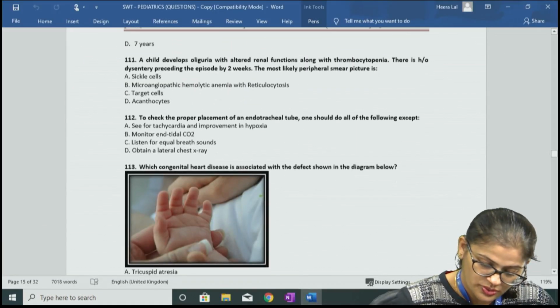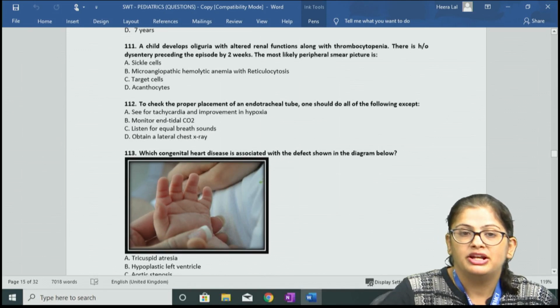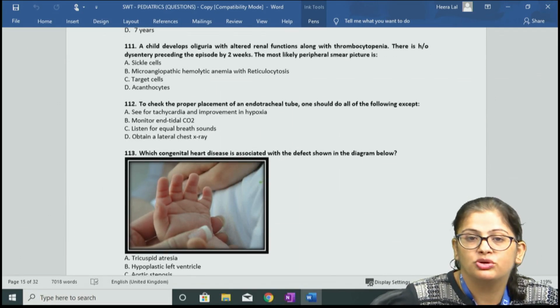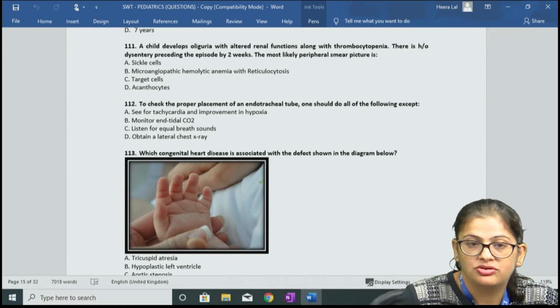So next we come on to question number 112. Question number 112 was, to check the proper placement of an endotracheal tube, one should do all of the following except. And the correct answer is obtain a lateral chest X-ray.